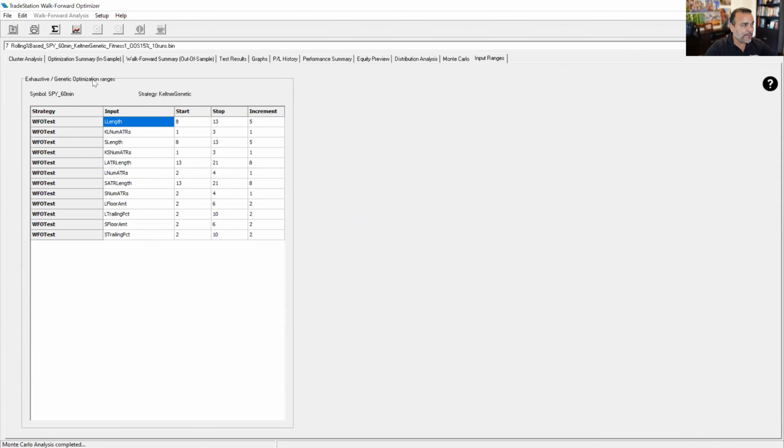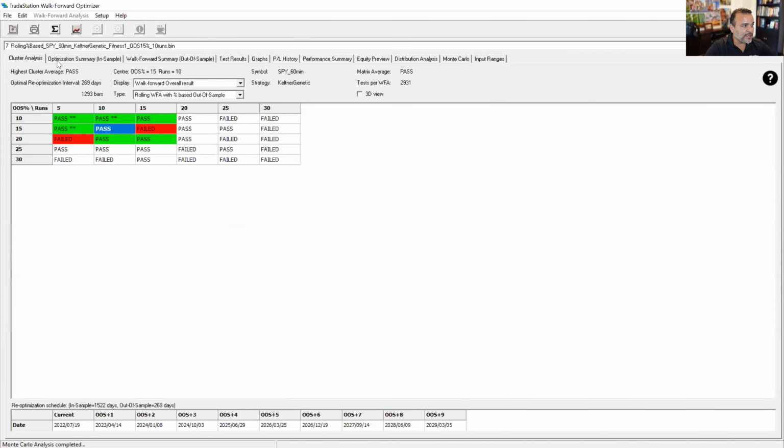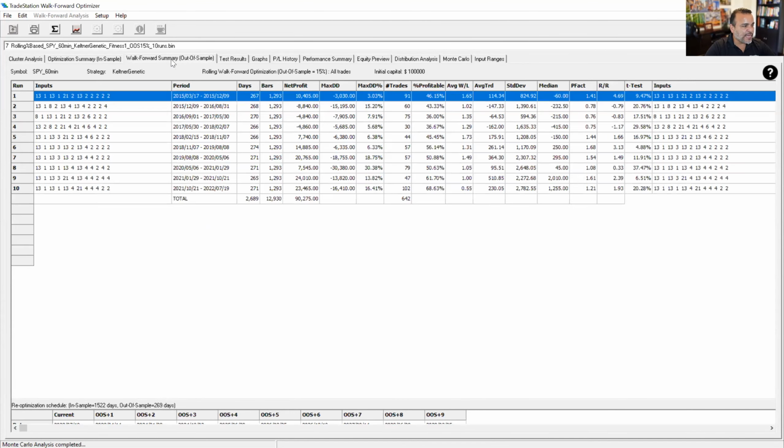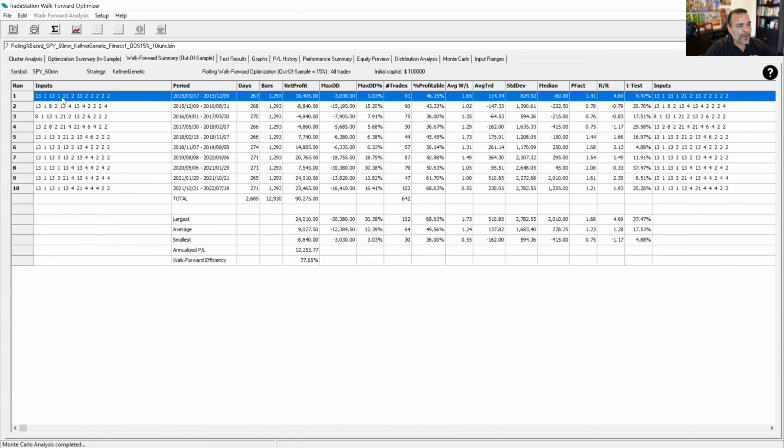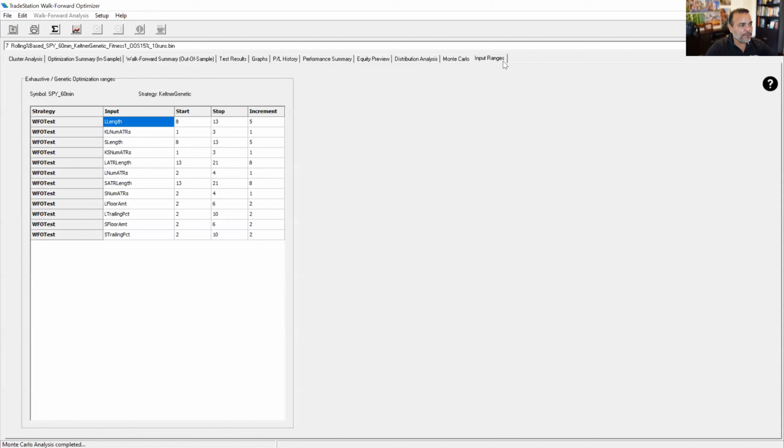All right. So going back here to the cluster analysis and the out of sample, you can see the input parameters that were selected: 13.1, 13.1, 21.2, 13, 2, 2, 2, 2, 2. If you go back to the input ranges, you can see all the different inputs that were tested and the ones that were selected. It's interesting that for the number of ATRs and the floor amount, it seems to have selected the starting number on the range.